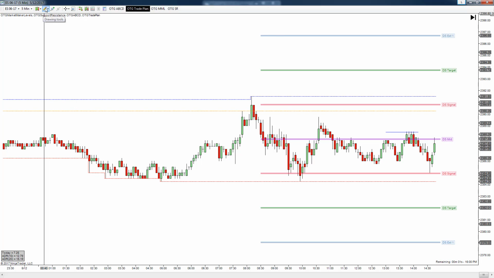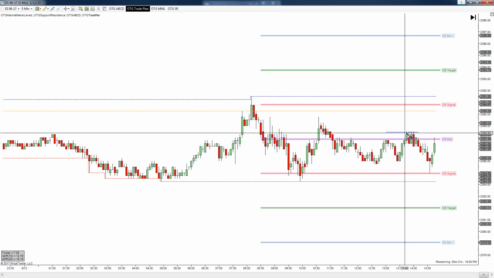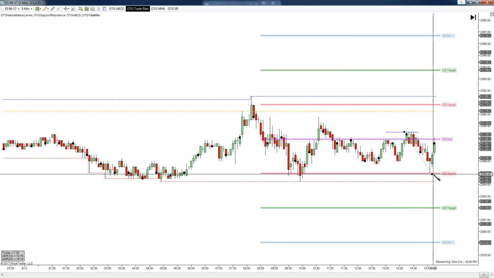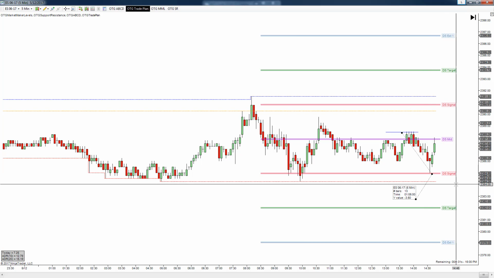Get the ruler out here. You would have been targeting that structure signal underneath you, and then you could have gone from this top here into this area, and that's 3.5 ES points. So again, these are a couple of different ideas.